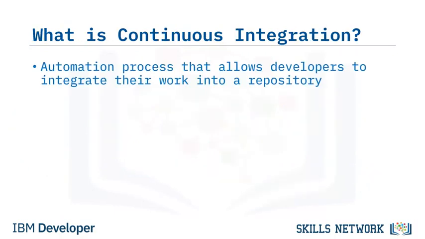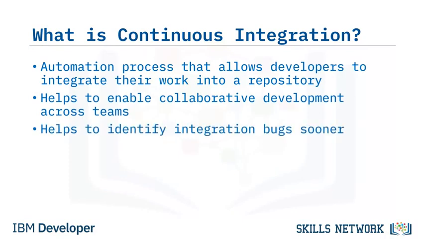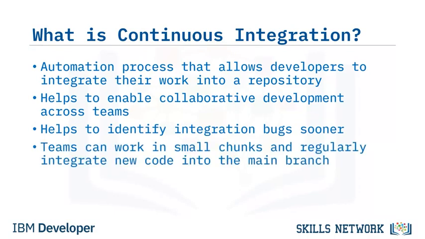To define continuous integration, we say that CI is an automation process that allows you to integrate your work into your repository. You can also work as a team for the development of your application, and you can easily identify bugs and errors in your application very quickly. Your team can work in small chunks in different areas of your application and then easily and regularly merge the code into the main branch.